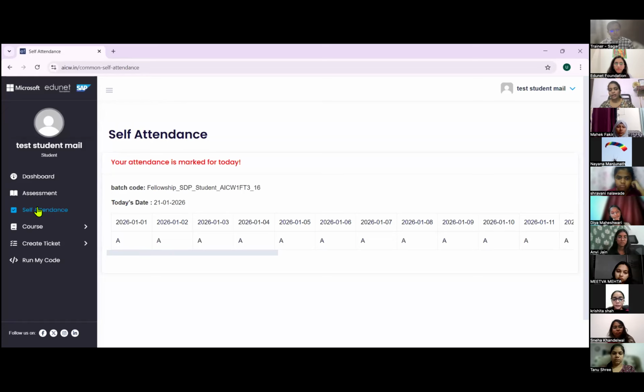Okay. So can you all just get into the LMS and check once? Just click on the mark me attendance option. Once you're done with this, you will be redirected to the same page, and it shows that your attendance is marked for today. You can see these kinds of messages so that you can confirm your attendance is marked for today. Clear?